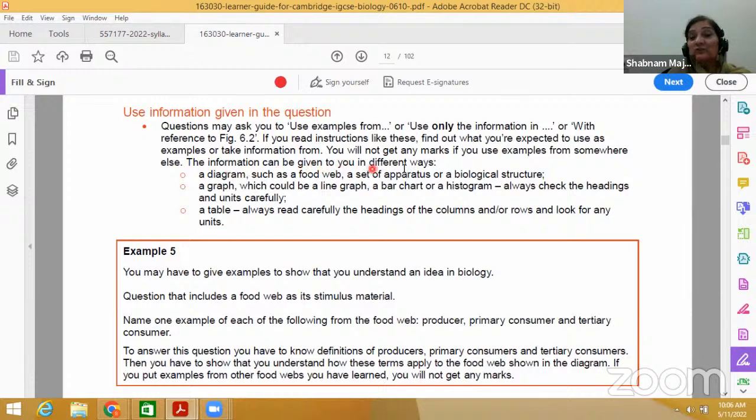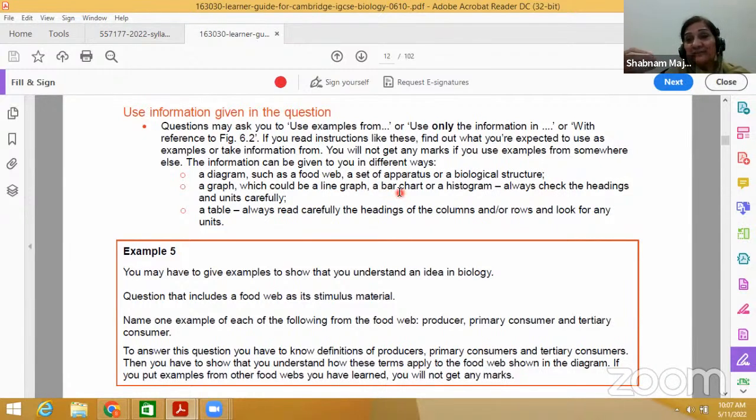Information can be given to you in different ways. Number 1, a diagram such as a food web. I hope you remember what a food web is. A lot of interlinked food chains are called a food web. A set of apparatus or a biological structure. A graph, which could be a line graph, as I said, line graph. It can be a bar chart.